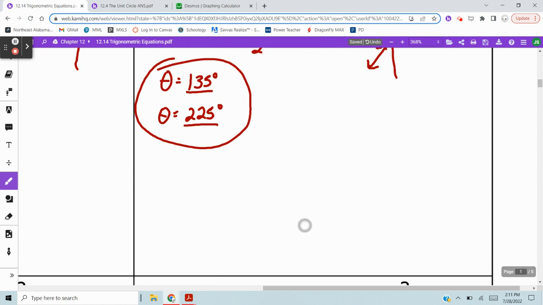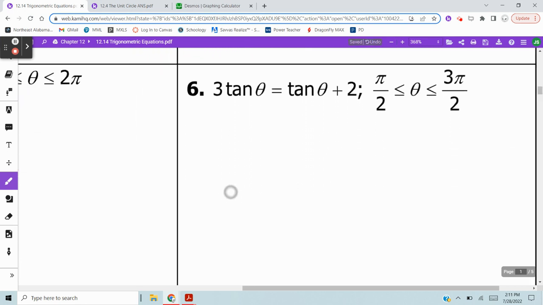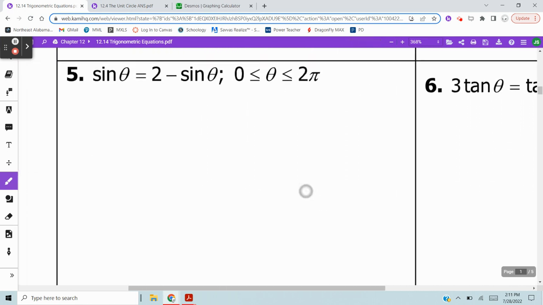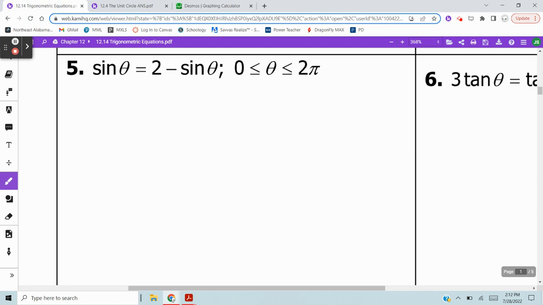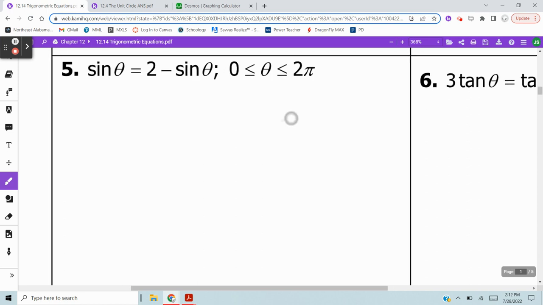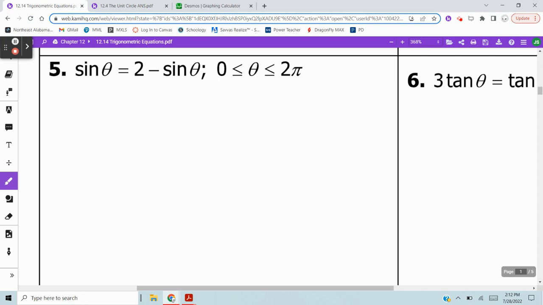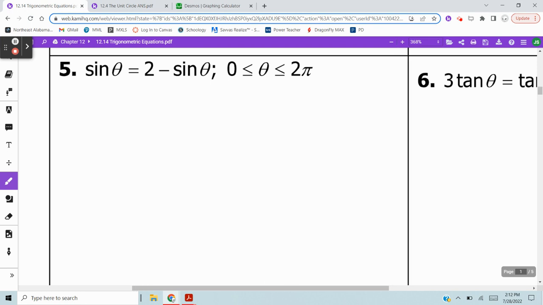So that's going to be my only two answers. Okay, on number 5 and 6, notice we're dealing with radians now. We're going to do the same thing. I actually treat it the same, and I usually just find my answer in degrees, and I transfer them back to radians just to make them a little bit easier.